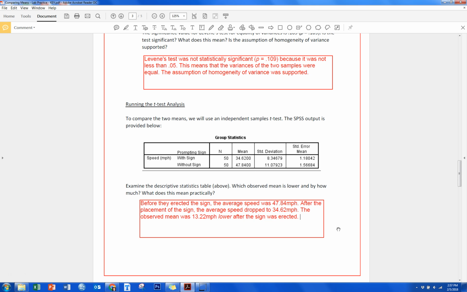So what does this practically mean? It means that it's dropped by more than our standard deviations. Our standard deviations range from 8 to 11, so we're going to be over that. So it looks like a pretty substantive drop. 13 miles per hour, it's a decent difference, and it's gone down.